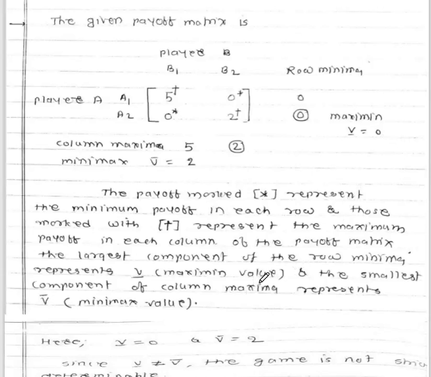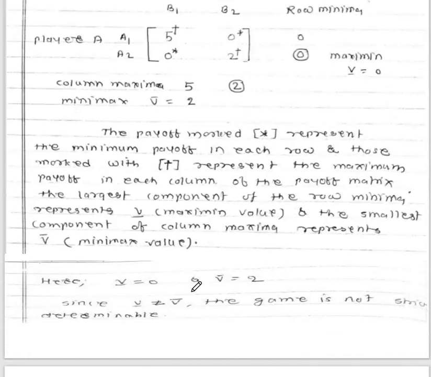You have to understand and remember this. So here lower V bar is 0 and upper V bar is 2. Therefore the lower V bar is not equal to the upper V bar, that is, maximin is not equal to minimax. Therefore the game is not strictly determinable.